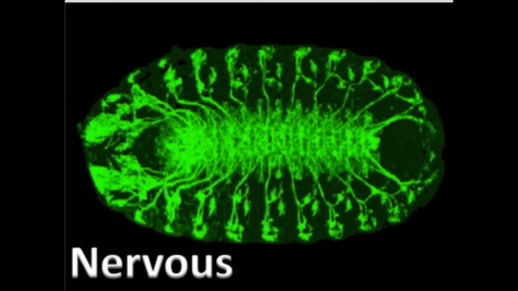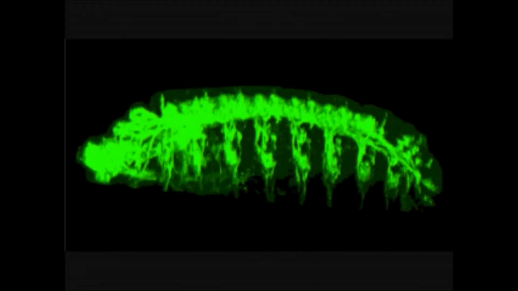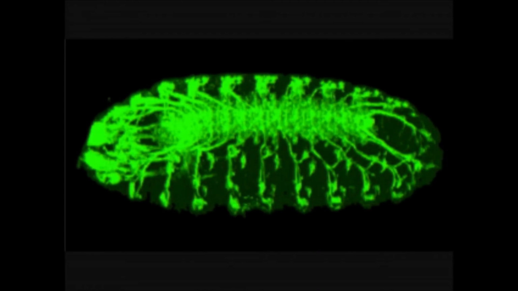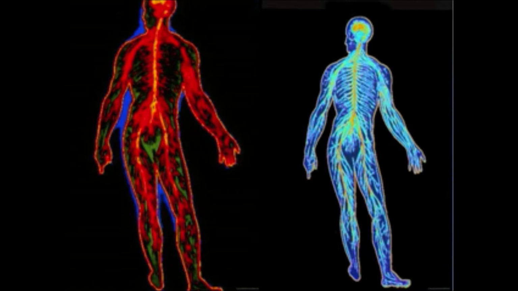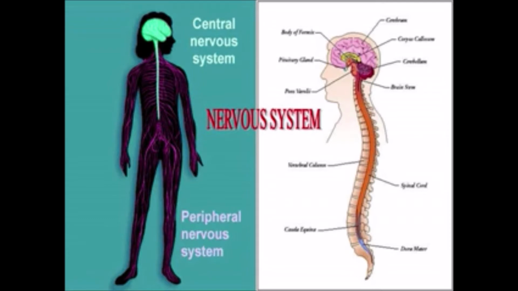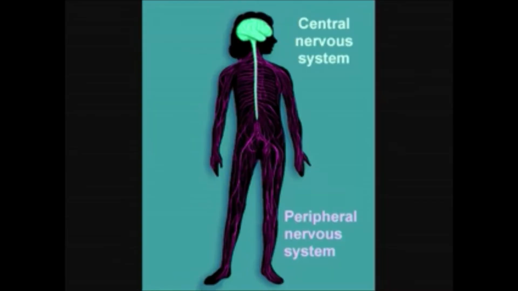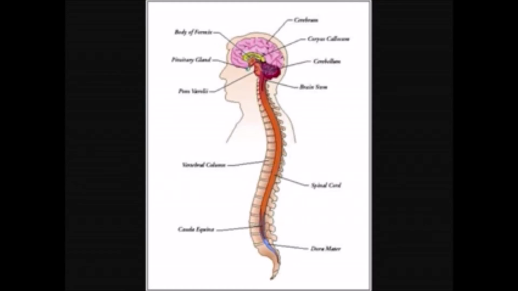Nervous system. Your nerves are spread all over your body. Here you have in your nervous system two systems, central nervous system and peripheral nervous system. Just see how the nerves spread out all over your body.